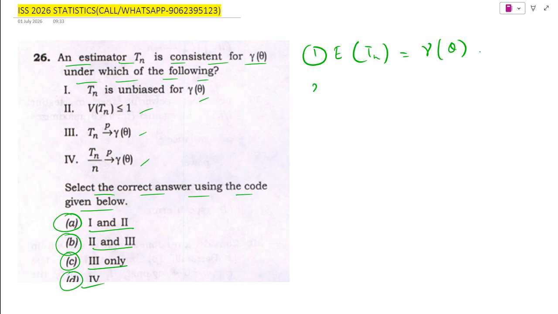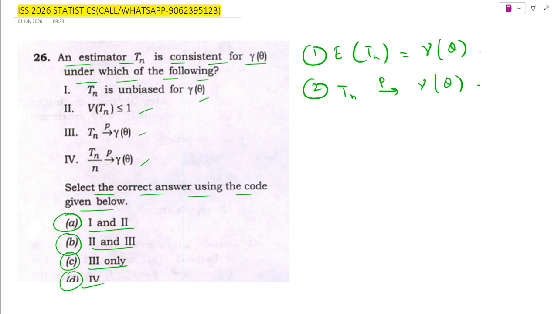Okay. Now the property 2, an estimator is called consistent if Tn converges in probability to gamma theta. So this is the official mathematical definition. There is no other definition.